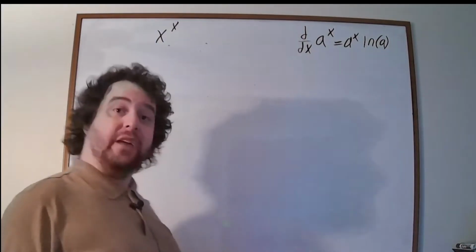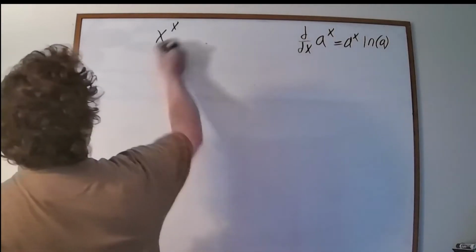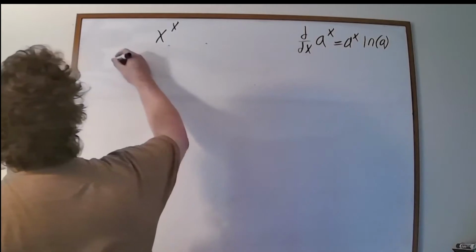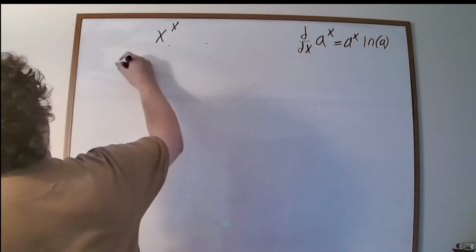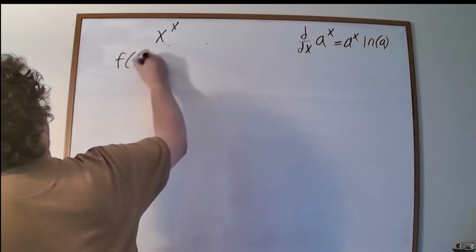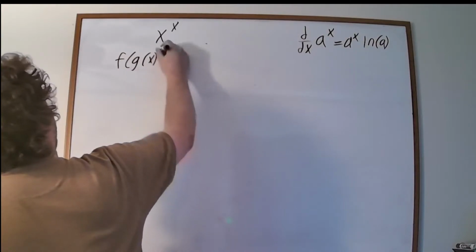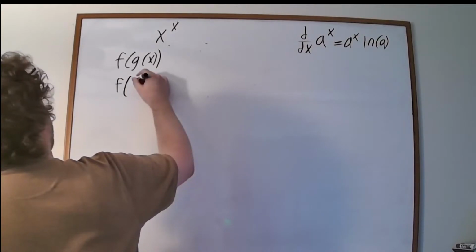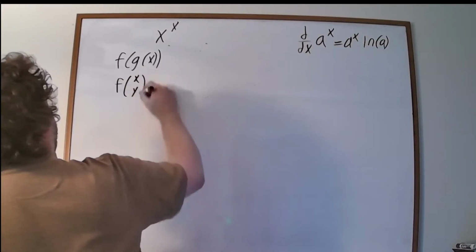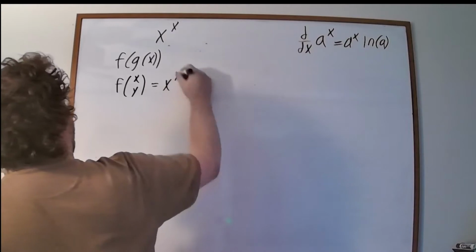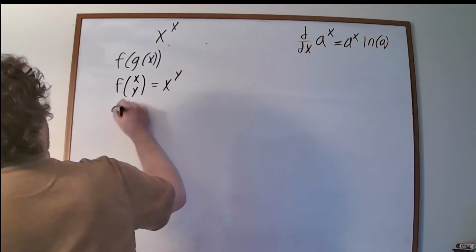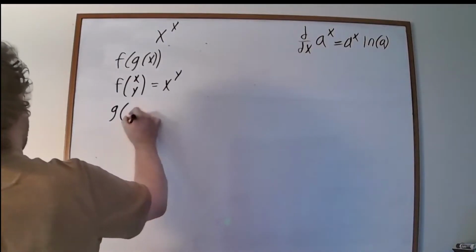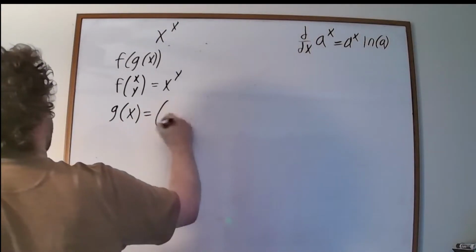So now let's go back to our original problem, taking the derivative of x to the x. And in order to do that, I'm going to write x to the x as a composition f of g of x, where f is going to take in a two-dimensional vector, (x, y), and return x to the power of y. And g, well, in order to get this to make sense, g of x is going to have to be the vector (x, x).